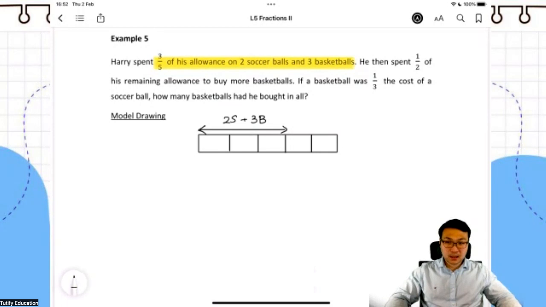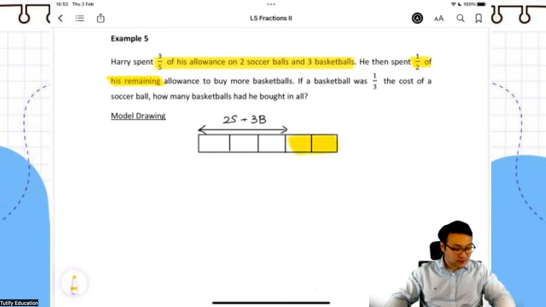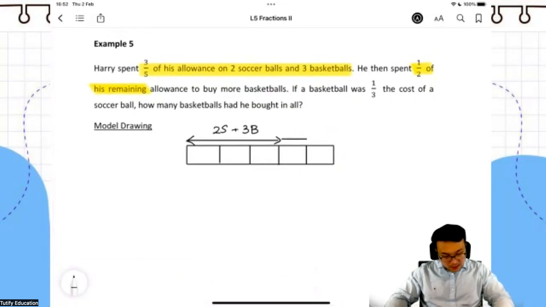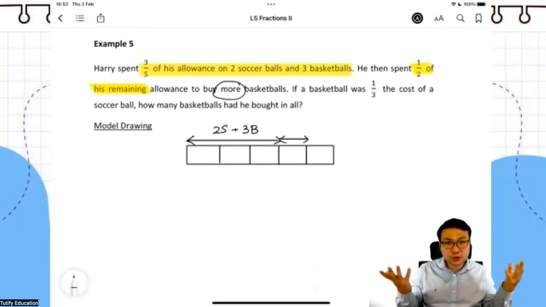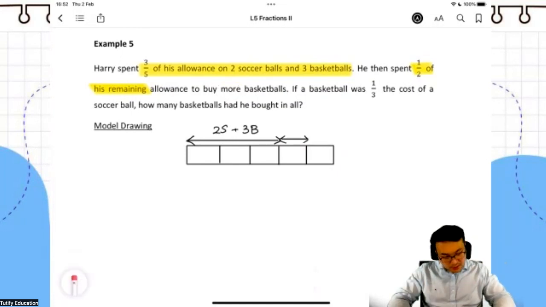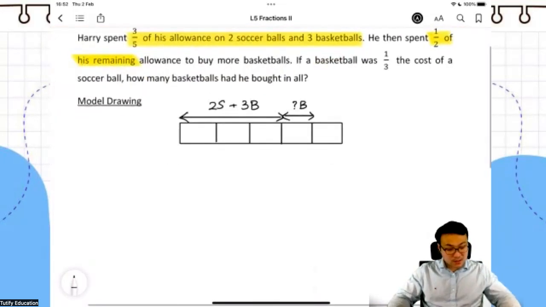Then he spent half of the remainder. Okay, they said half of the remainder. We all know that this is what he has left. This is the remainder. Half of it will be 1 unit. So I'm going to label half of the remainder on more basketballs. How many more? I don't know. They didn't say, right? Okay, never mind. It's fine. I put a question mark. How many basketballs? I don't know. So we put a question mark there.